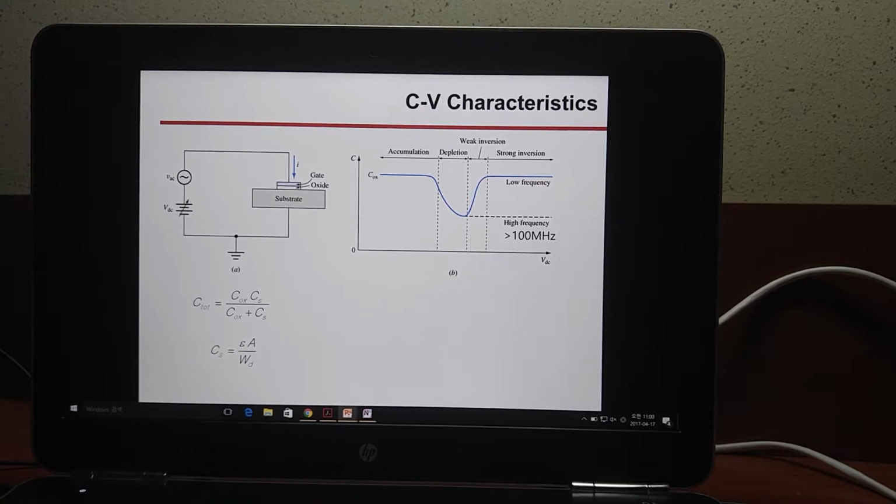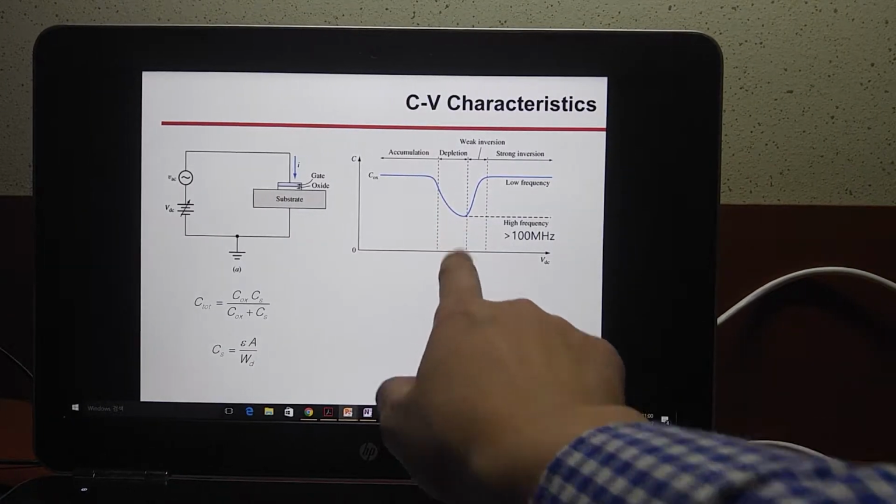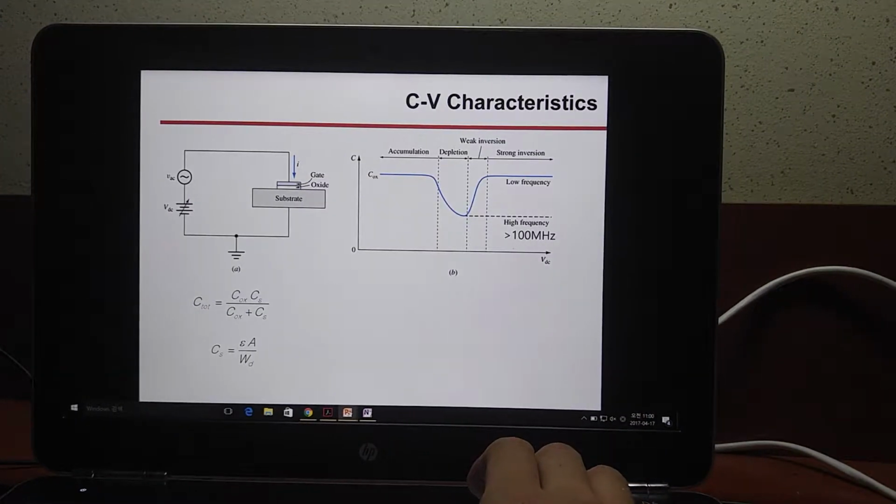And to add, the reason why the capacitance decreases in the depletion region is due to the capacitance created during the depletion state, in series. As you know, if capacitances are in series, the total capacitance decreases. That is the reason why, in the depletion state, the oxide capacitance decreases.